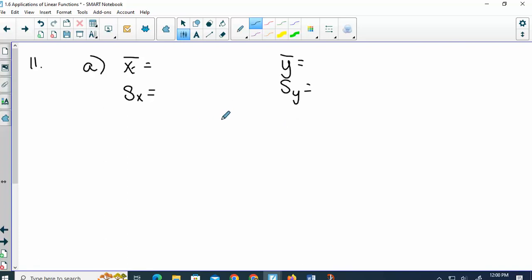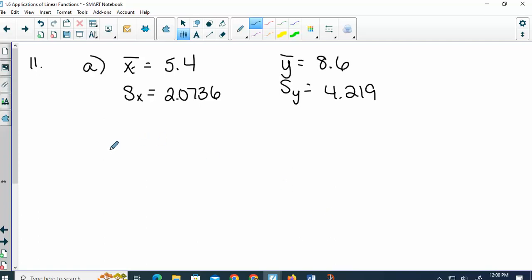And what did you get for x bar? Standard deviation. 2.07364. Y bar, 8.6. And standard deviation, 4.2 and 9. Alright, is everybody okay with those?